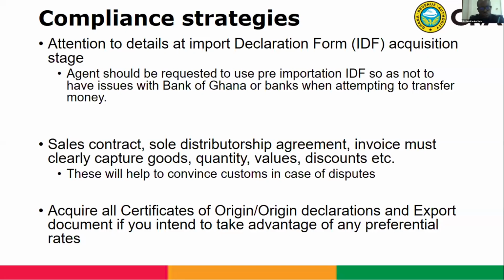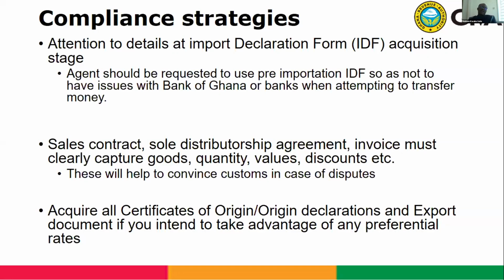The importer must also ensure that their sales contract, sole distribution agreement, invoices, and credit capture goods, quantity, value, and discounts. And the sales contract or the distribution agreement must be properly executed and must capture everything as needed, because this will help in convincing customs in case of dispute. When customs disputes any aspect of such documents, you should be able to prove the transaction you've undertaken. So your sales contracts, your distribution agreement, and your invoices must clearly capture your transaction.